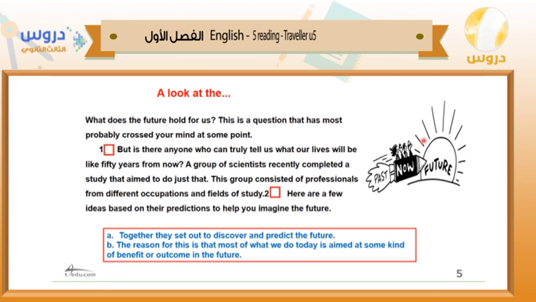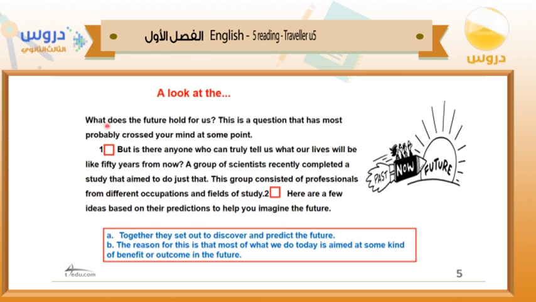Alright, as you can see, this is the passage and we have missing sentences in number 1 and number 2. We should read the passage and then look for the right sentence. Is it A or B for number 1? And number 2, is it A or B?